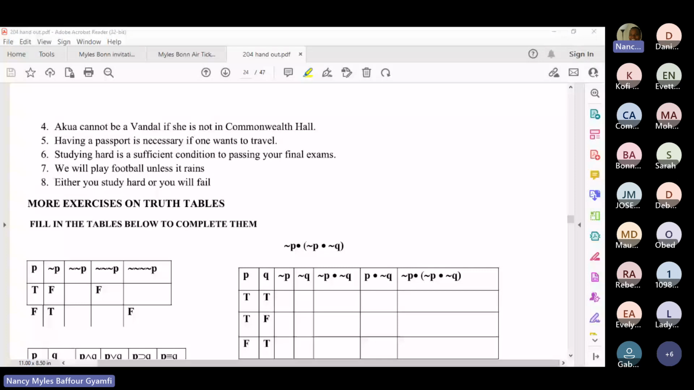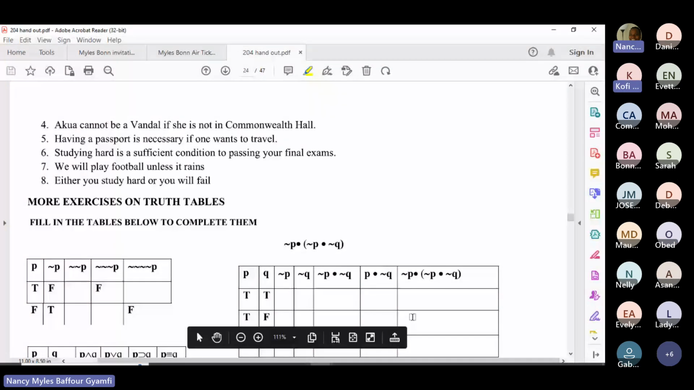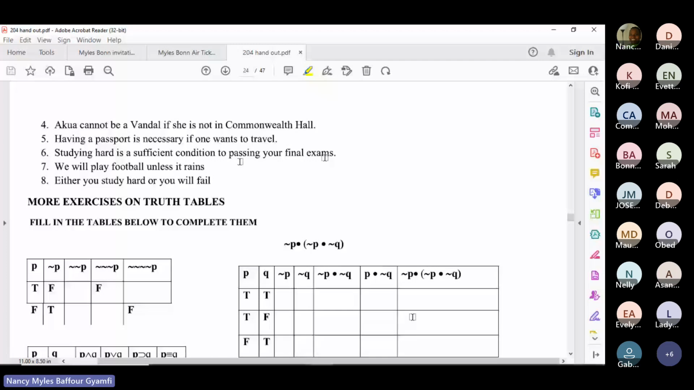I just showed you when I say a condition is sufficient, it means I'm describing it as the antecedent. And when I say a condition is necessary, I'm describing it as a consequence. That's all. So look at example 6. Please, can you see my screen? Maybe that is why you are quiet. Okay, there you can see it. Studying hard is a sufficient condition to passing the final exam.